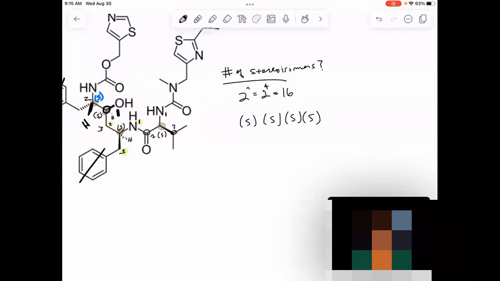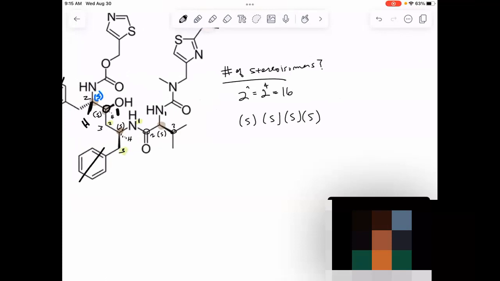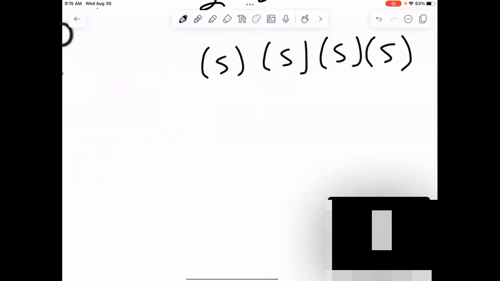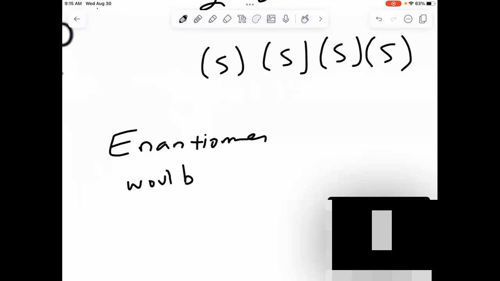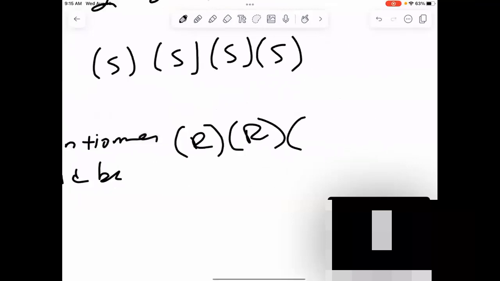Now, if this original image is S, S, S, S, that's all 4 stereocenters. What would the configurations be in the enantiomer for those same stereocenters? R, R, R, R. Good. Excellent. That's exactly right. Everything gets reversed in the mirror image.